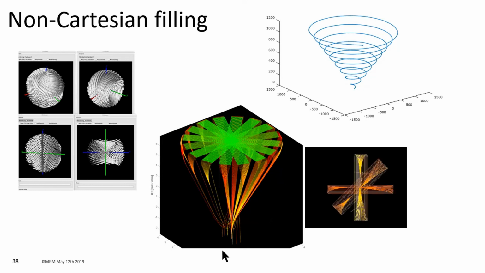In what order will you acquire these data? Do you need to consider the reconstruction complexity and the artifacts you may see? So we've got some propeller type acquisitions here. This is a cone in a 3D K-space, and some spirals, just for illustration.